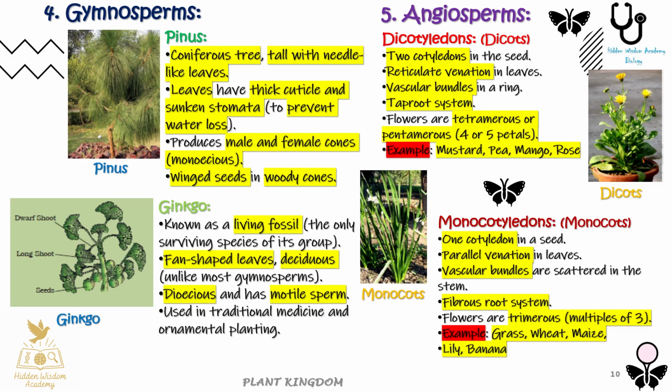Monocotyledons, monocots. Seeds have 1 cotyledon. Leaves show parallel venation. Vascular bundles are scattered throughout the stem. The root system is fibrous. Flowers are typically trimerous, with petals in multiples of 3. Examples: grass, wheat, maize, banana, lily. Monocots like rice and maize dominate our fields. Notice their parallel-veined leaves and fibrous roots.